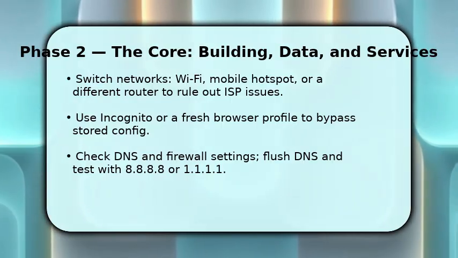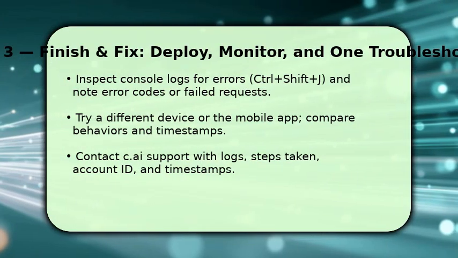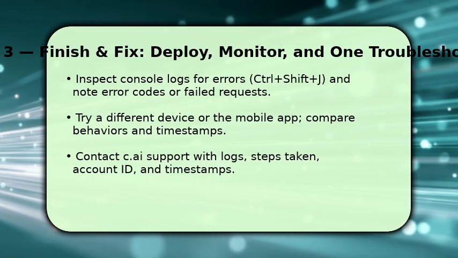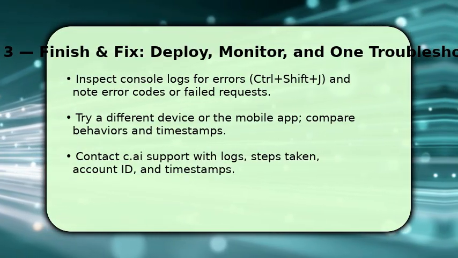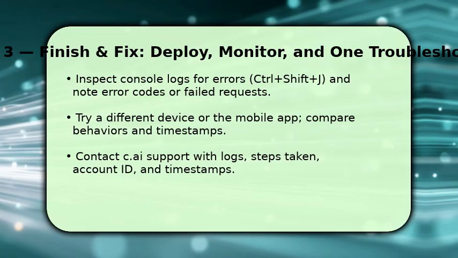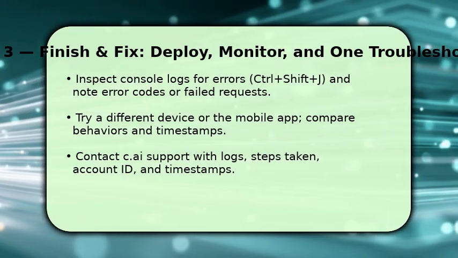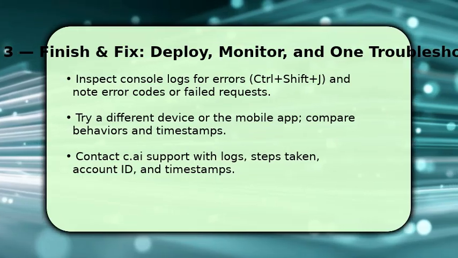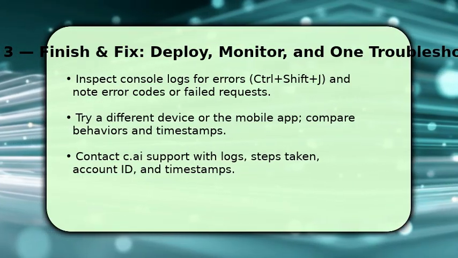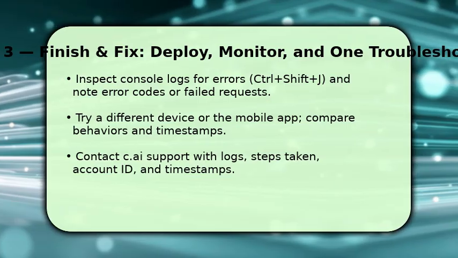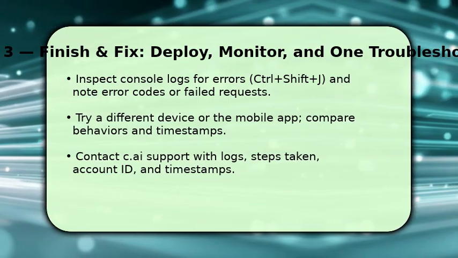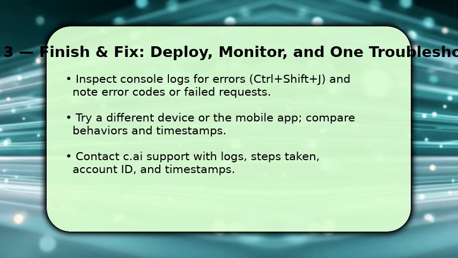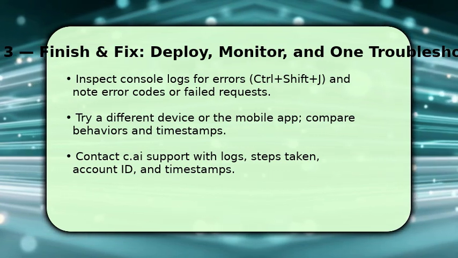For final steps, you perform deeper diagnostics so you can either resolve it or provide useful info to support. Open DevTools and inspect console logs for errors or failed network requests. Copy error messages and request ID. Then try a different device or the mobile app to confirm whether the issue is device-specific. If it persists, gather logs, exact steps, account ID, and timestamps and contact C.ai support. Key tip: include console errors. Support uses them to pinpoint backend.